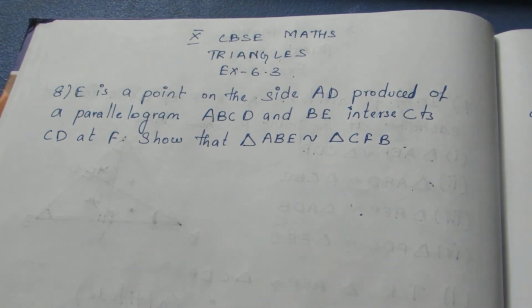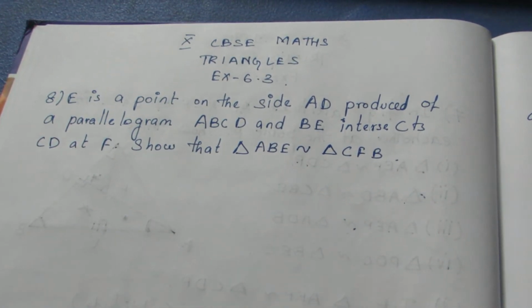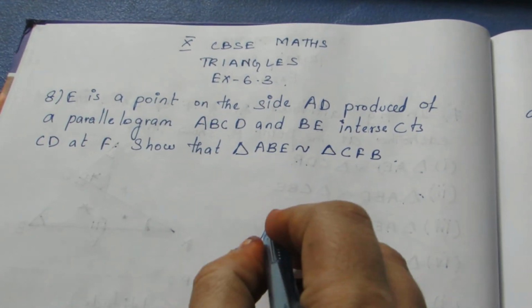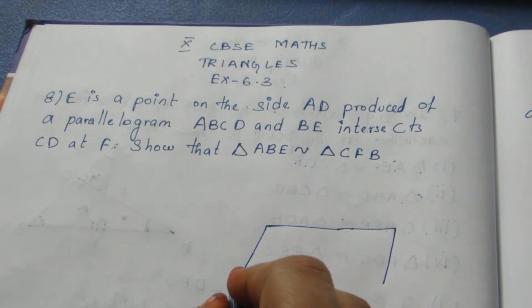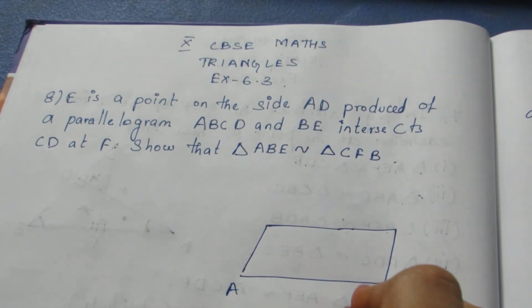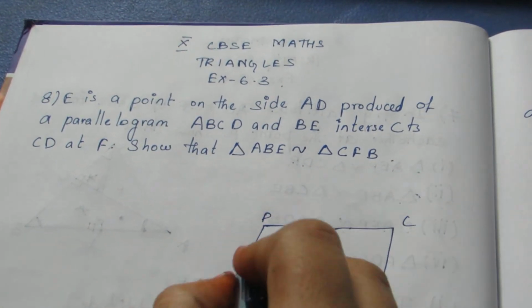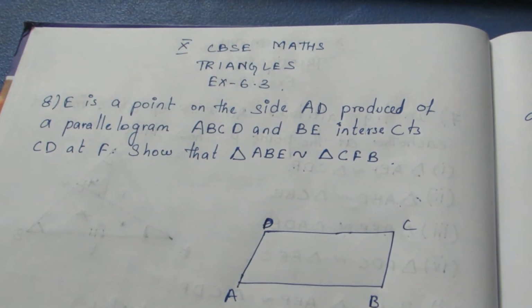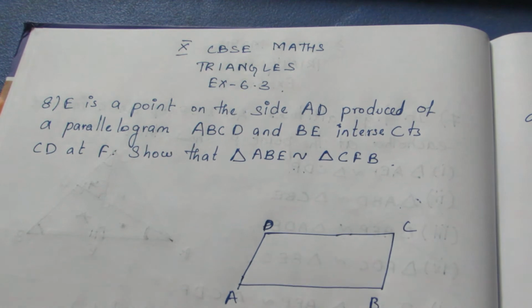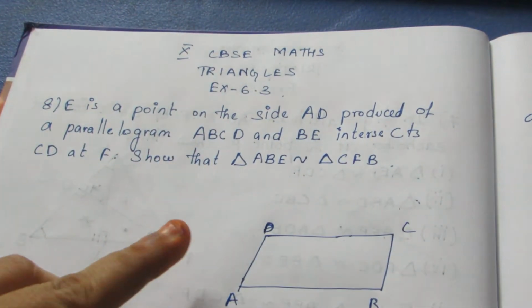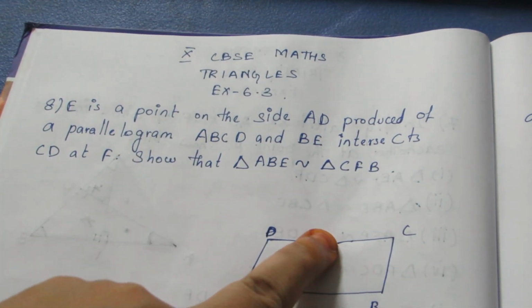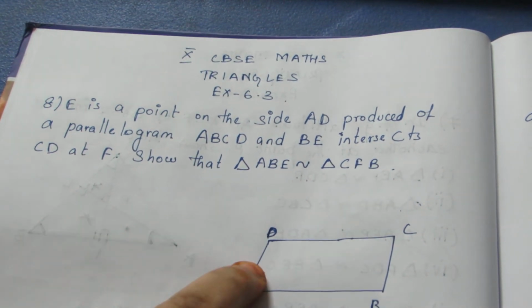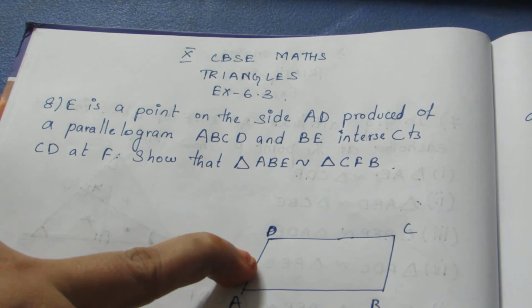Let's see the question. E is a point on the side AD produced of a parallelogram ABCD. Let me draw a parallelogram ABCD. Most of them have a confusion in the diagram they have given. E is a point on the side AD. If you read till here, you will mark immediately a point E on the side CD. It is AD. It is not the point on AD.